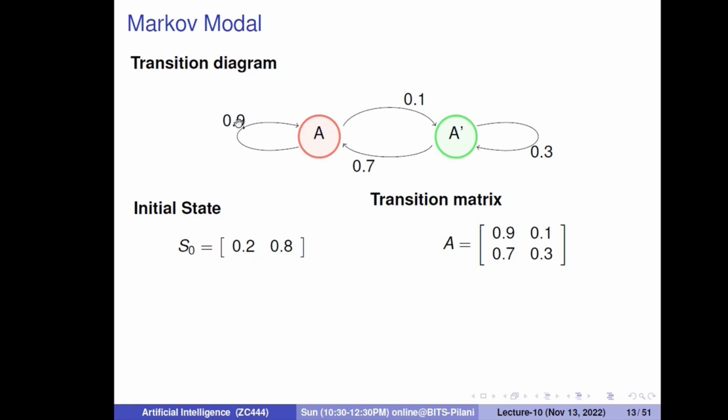Because you are able to attract only 90% of people, it means 10% of people, even after the advertisement, are going to leave and purchase other items. In the same way, with A dash, 30% of people stay. So the initial state is A is 0.2, others are 0.8, and this is the transition matrix I have: A is 0.9, 0.1, and A dash is 0.7, 0.3. Are you able to understand this matrix?